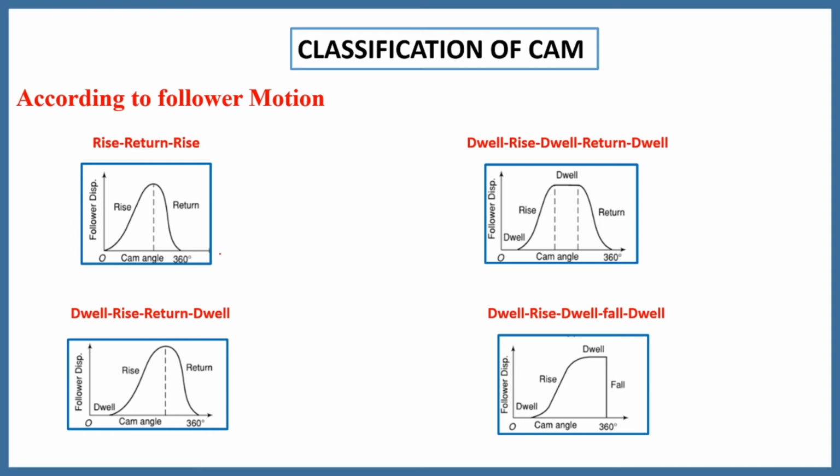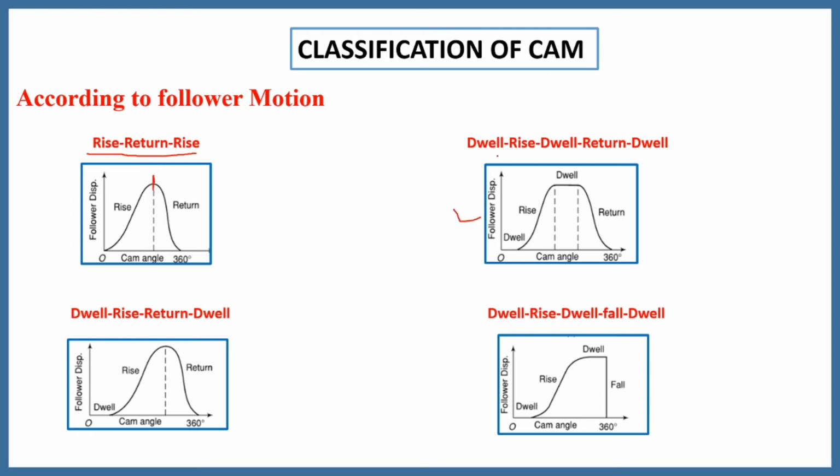Again, according to the follower motion, there are different types of cam. One is the rise, return, rise type cam. That means for one complete rotation, for 360 degrees, when the cam rotates through this particular angle, the follower moves in the upward direction, and for the remaining angle the follower moves in the return direction, in the downward direction. As the cycle continues, such a cam is called the rise, return, rise type cam.